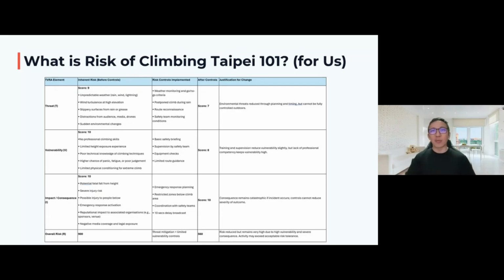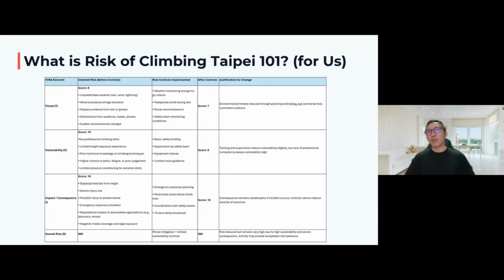Now let's look at the vulnerability. This is where the real difference comes. Earlier we saw that Alex's vulnerability was very low, only 2, because he's skillful. If we were to climb, we have no skills at all. We are not professionals. Even if some of us are rock climbers, maybe we are not at that level. We have not climbed mountains like what he has done, or been doing it for so many years. He has the technical know-how, the skill set, the experience, and the physique to do it. Many of us don't have it. Therefore our vulnerability is 10, very high risk if you're going to do it.